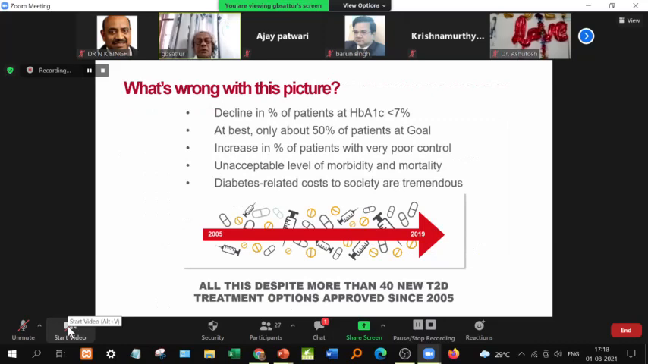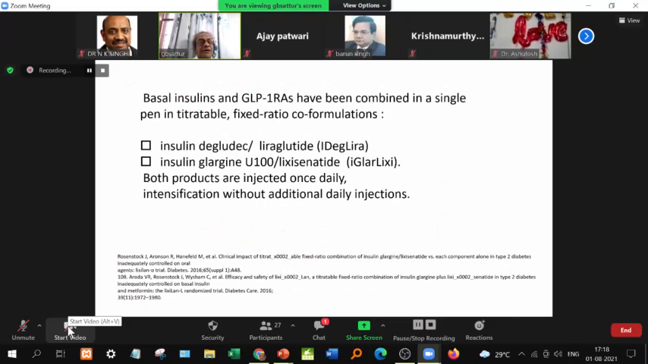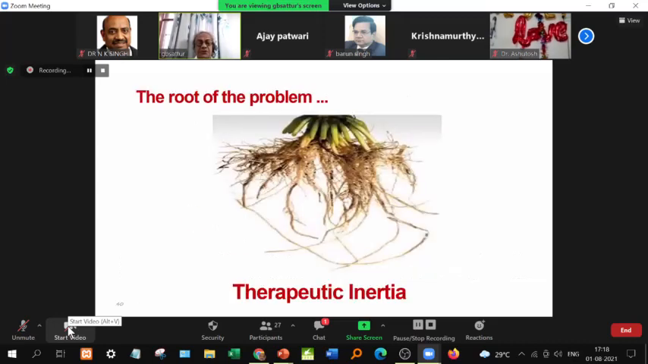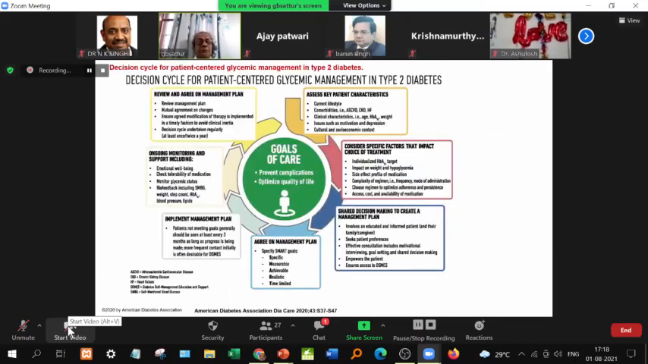You could see that only about 50% of the patients reach the goal, and there are unacceptable levels of morbidity and mortality. All this despite more than 40 new diabetic treatment options approved since 2005. And very fortunately, from 2016 onwards in the US and even in Japan, you have combinations here. You can see excellent combinations of degludec with liraglutide, glargine with lixisenatide. So that's only one such shot. Despite such advances, therapeutic inertia remains a major problem.